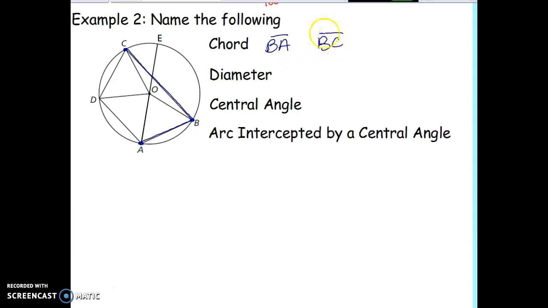or CB, and we're putting lines above these because these are line segments, not arcs. We can also see that D connects to A, so DA would be a chord. And D connects with C, so DC or CD would also be a chord. We also could connect E with A, that would also be a chord, and it would also be classified as a diameter because it goes through the center of the circle. So that is a chord and a diameter.